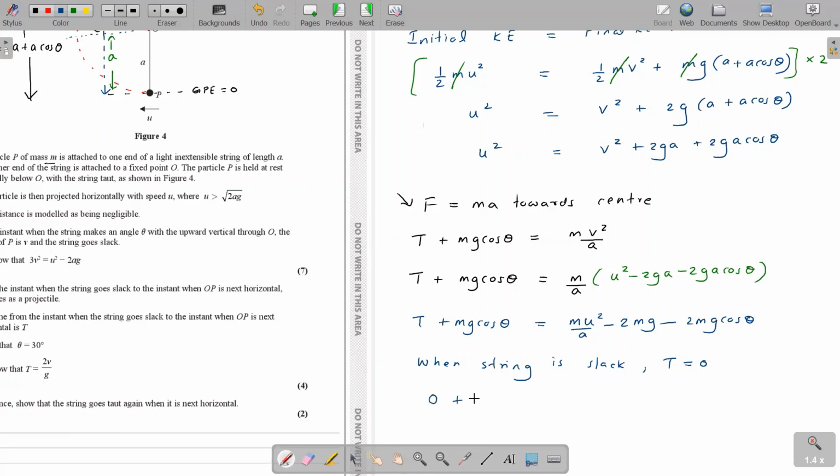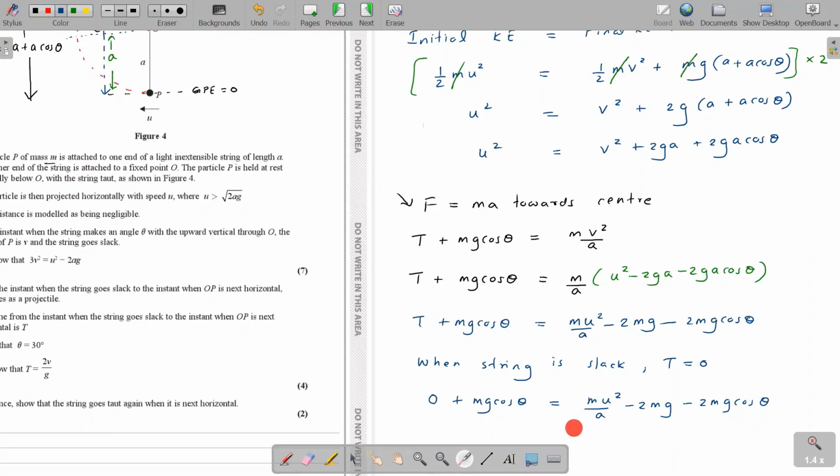So you write 0 plus mg cos theta equals mu square over a minus 2mg cos theta. Is that okay? When I come to this point, I see there's a problem, because in the show that there is a v square and I'm not having a v square here. The problem is I substituted the value of v square from the top part, but it's not necessary to substitute v square because v square is part of your answer.